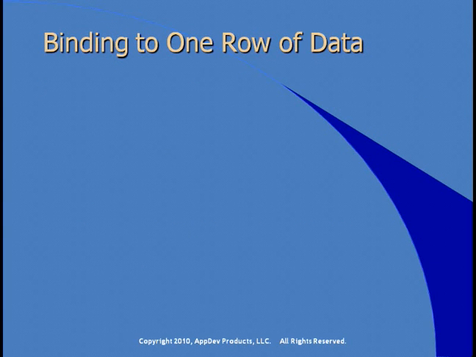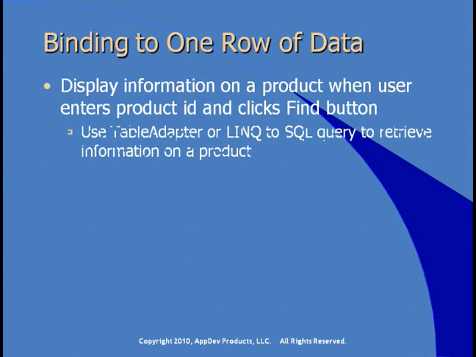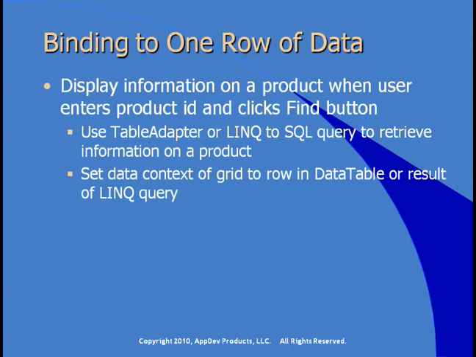So far we've been binding to collections of data. Another scenario is binding to one row of data. So we'll see an example where we're going to display information on a single product in a window. The user enters a product ID and clicks the Find button. And we'll see examples of using a table adapter and a LINQ to SQL query to retrieve the information on a single product. And then we're going to set the data context of the grid to the row in the data table that represents that product or the result of the LINQ query. So that's what we're going to do. Let's go do it.